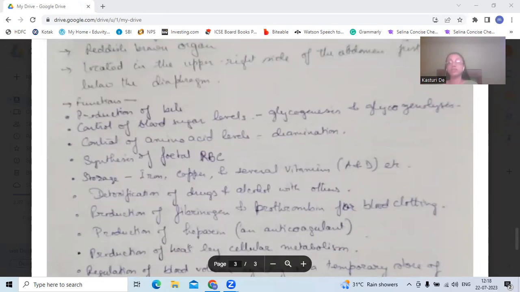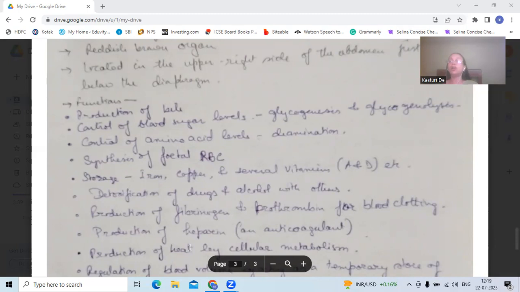By which process? By glycogenesis and glycogenolysis. Like glycogenesis, it will convert the excess sugar in the blood to the insoluble form of glucose and store it in the liver. And when the body requires glucose, it will revert the stored glucose back into soluble glucose by glycogenolysis. Okay.